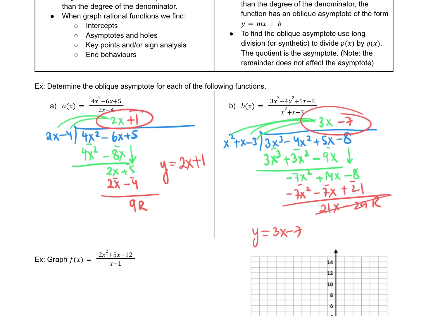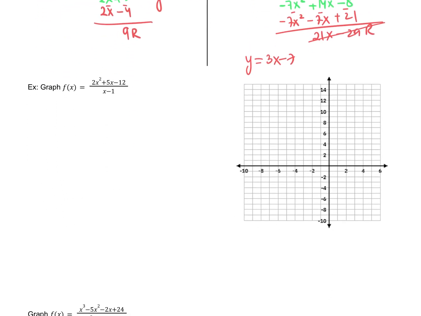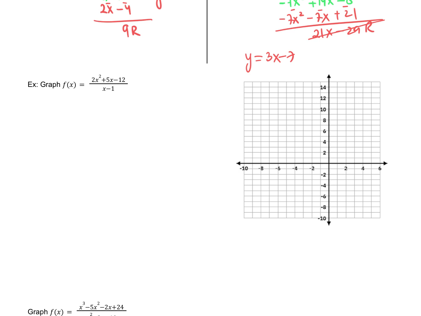So let's try to take this plus our previous rational functions knowledge and put it together in some graphing. And we're going to graph f of x equals 2x squared plus 5x minus 12 all over x minus 1. All right, so first thing, just like usual, we're going to start off by factoring. So when we factor that quadratic on top using whatever method you like, we get 2x minus 3 and x plus 4.